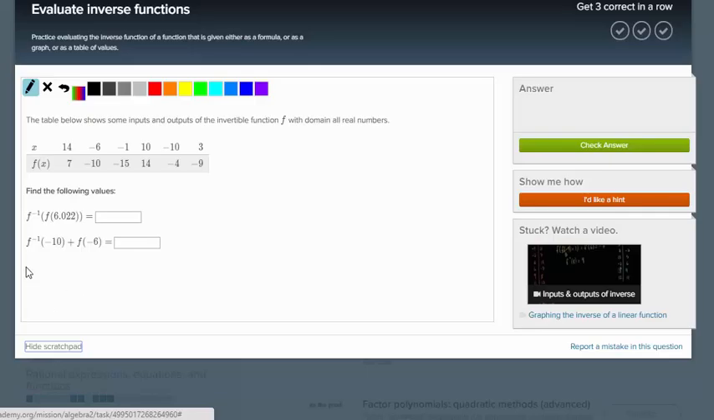All right, here's one that's a little bit different. Find f inverse of f of 6.022. Again, f inverses and f's cancel each other out, leaves me with 6.022.